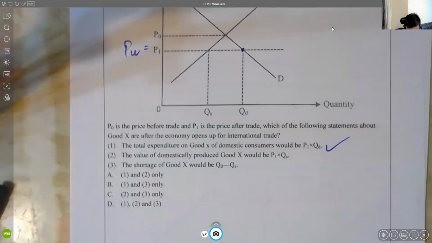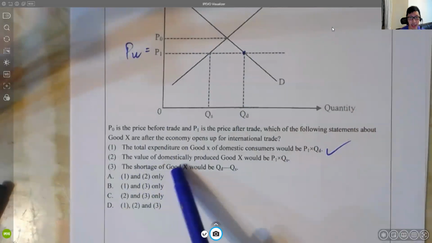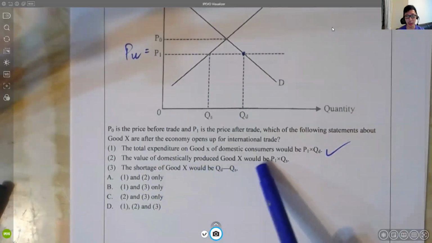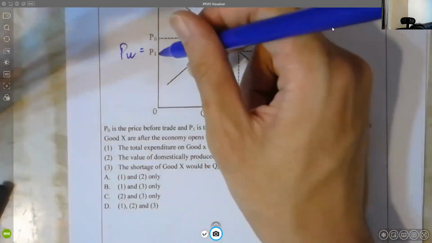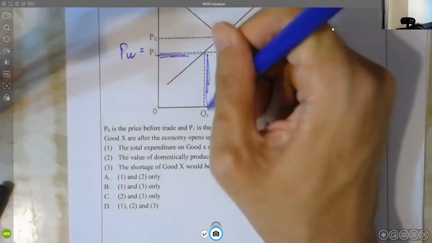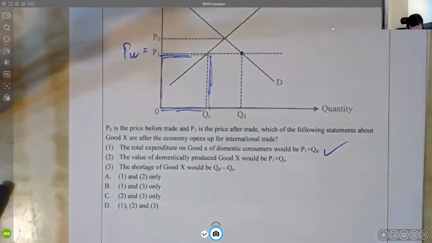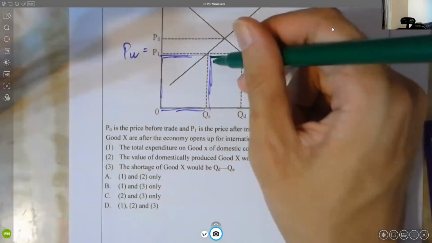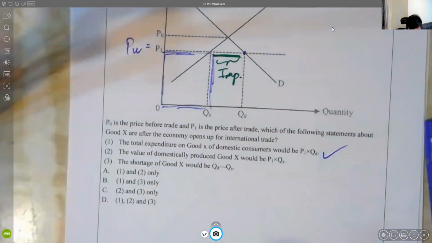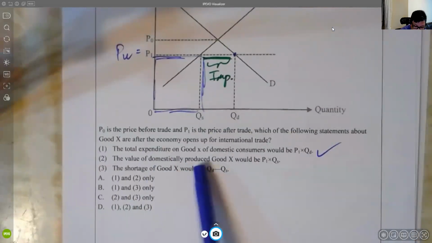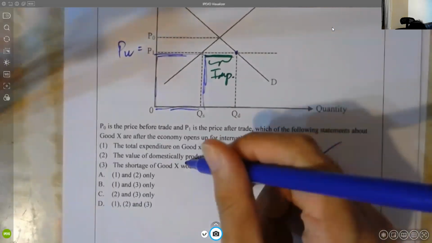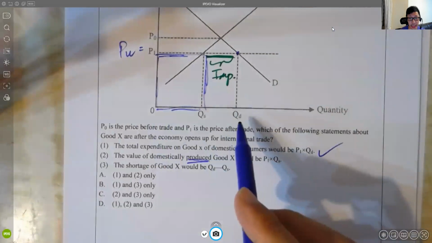Yes, true. Okay, next one: the value of domestically produced good X would be P1QS. Yes, right? This part, the front part, is the domestic, because remember, this part is the import. So the previous part would be the domestically produced. Produced. Remember, be careful with the wording. It's called produced. If it is called consumed, then it will be QD.